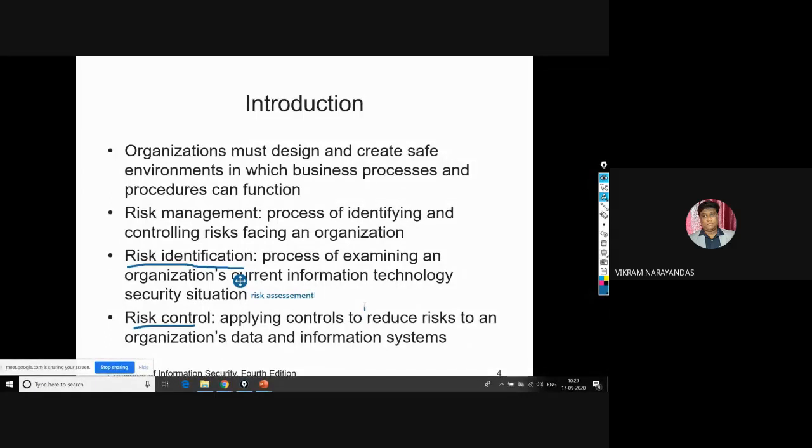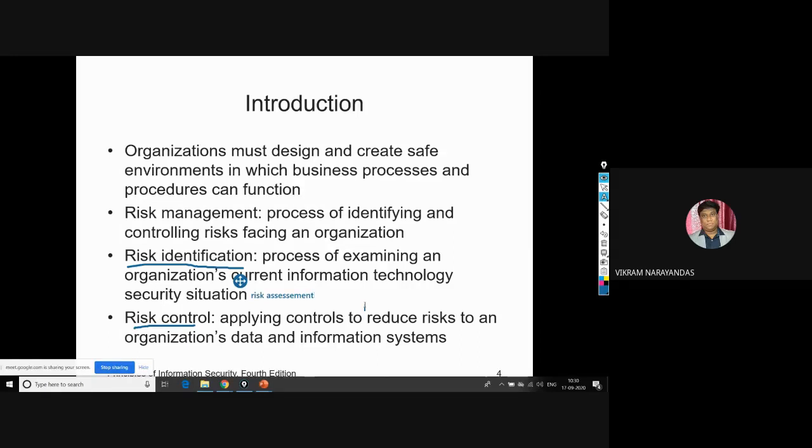You already studied this type of risk management in software engineering, I think. But you are studying here according to security, information technology. So it is the process of examining an organization's current information technology security situation here. How is the organization facing the risk, what type of risk is it facing, and how to control these different types of threats? What risks are facing in a particular situation can be understood by risk identification. So for that, we need some risk assessment, which is nothing but the documentation needed for the results of risk identification.